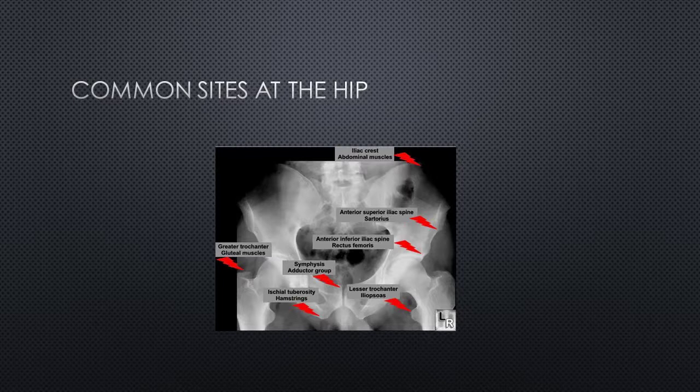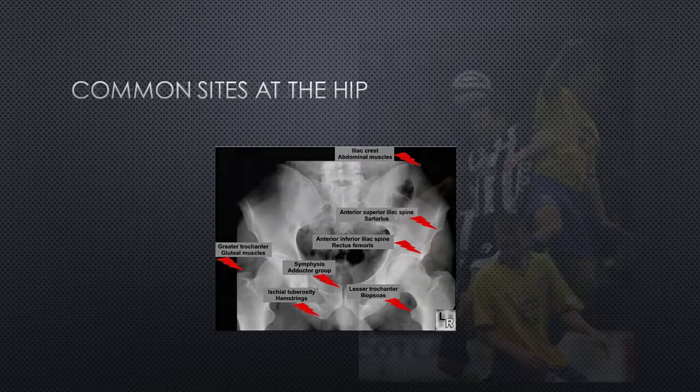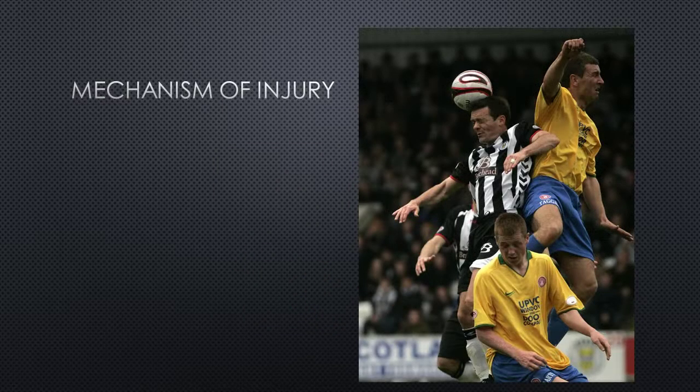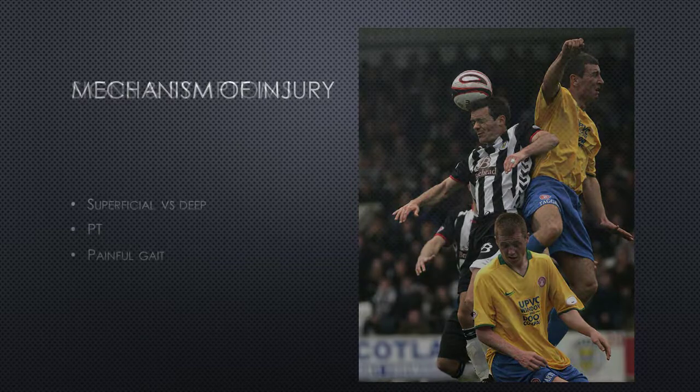The greater trochanter where the gluteus medius attaches, the lesser trochanter, which is the attachment of the iliopsoas, and the pubis where your different adductor muscles attach. The mechanism of injury is generally an acute eccentric overload.